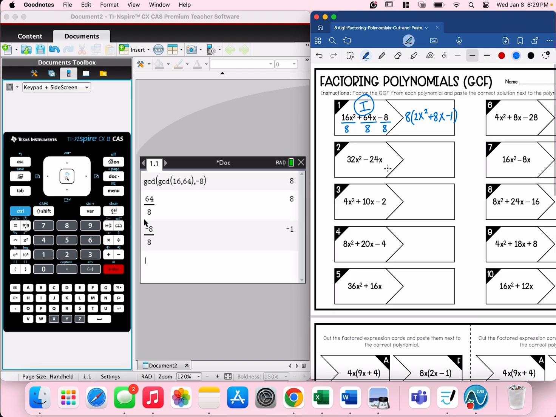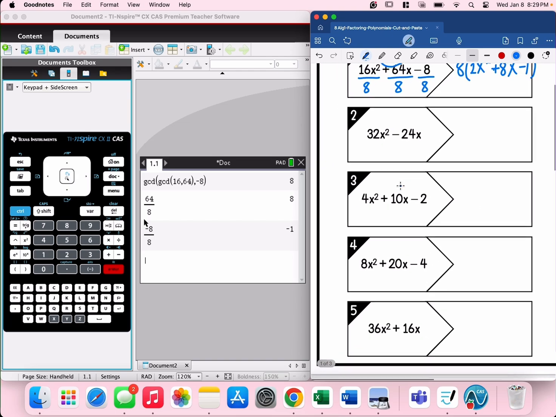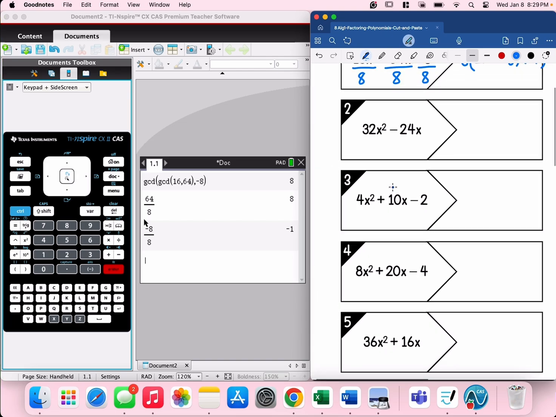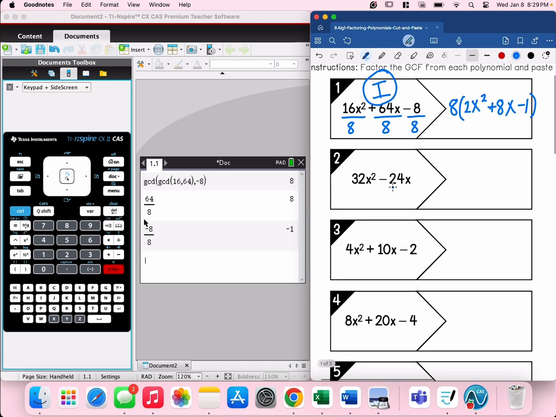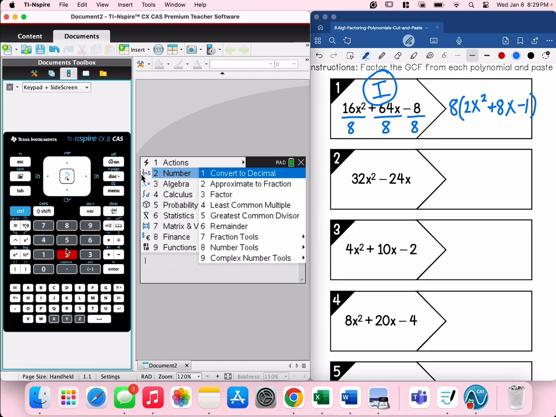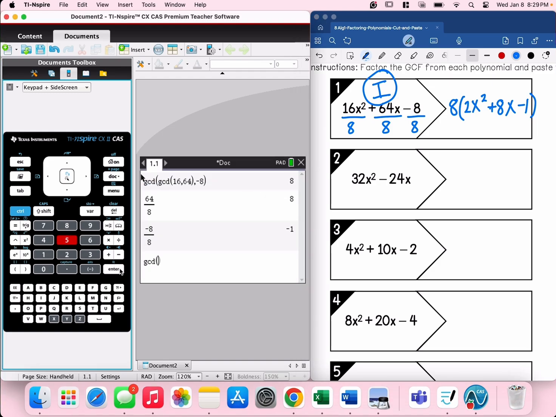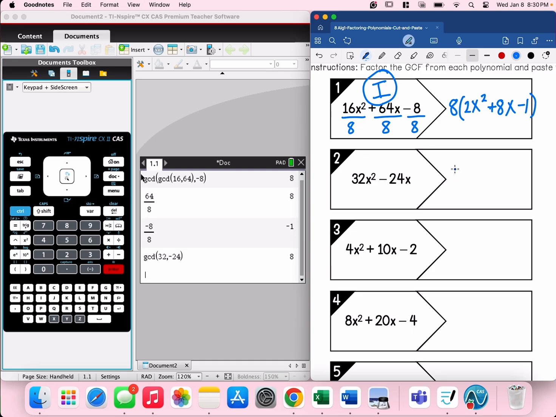Okay, then we're going to also look at number 2. Looking at number 2, we have 32x squared minus 24x. Again, the first question to ask yourself is, what is the highest number that goes into both terms? If you don't know that answer off the top of your head, again, we can utilize the calculator. But remember, when there are 2 terms within a polynomial, you only have to press menu 25 1 time. We enter our coefficients, so 32, comma, negative 24. In this case, the highest number that goes into both terms is going to be 8.